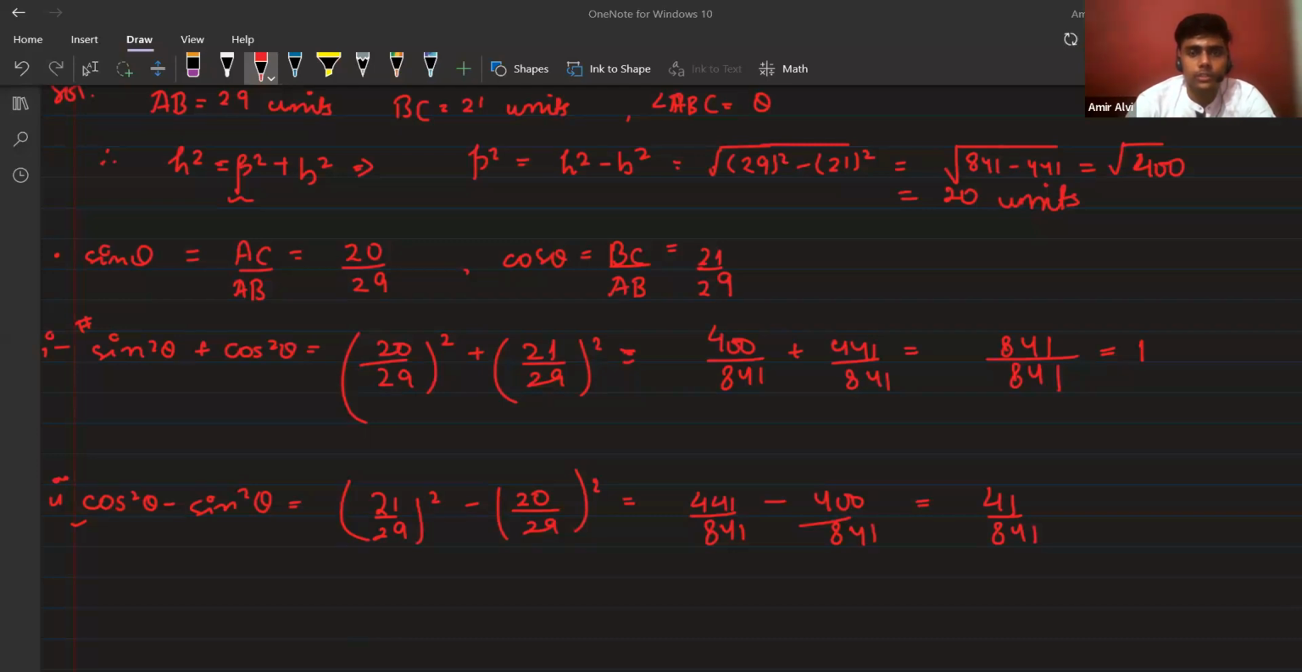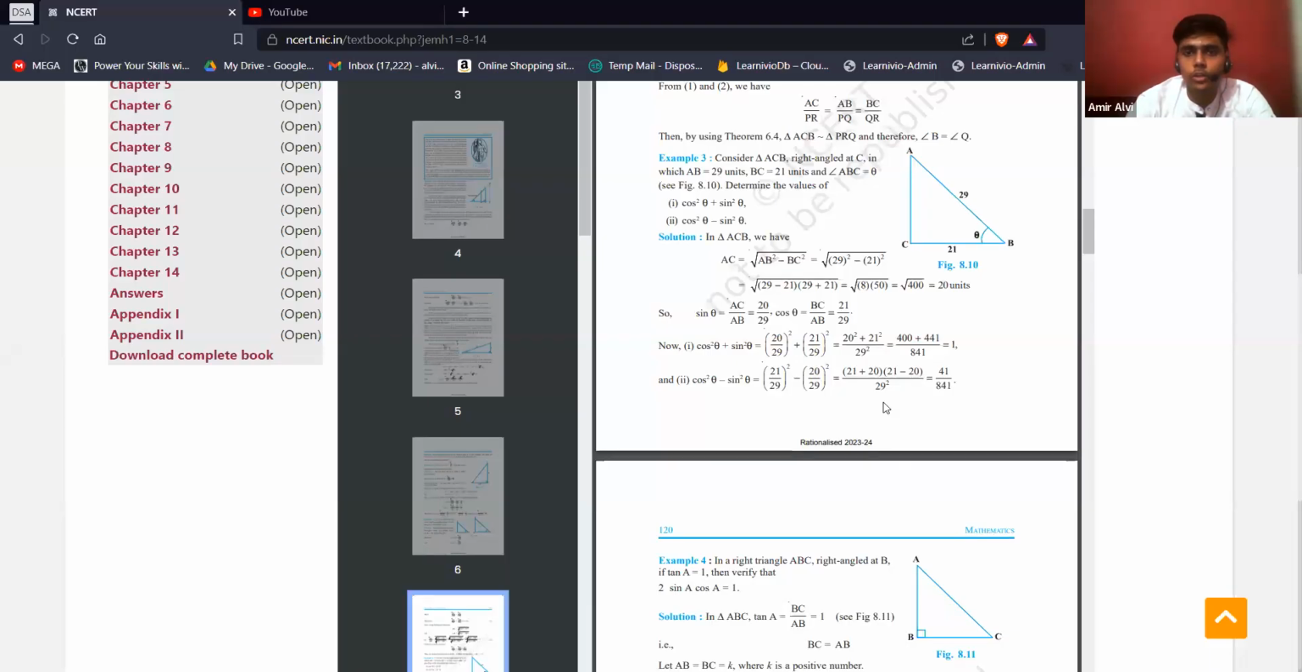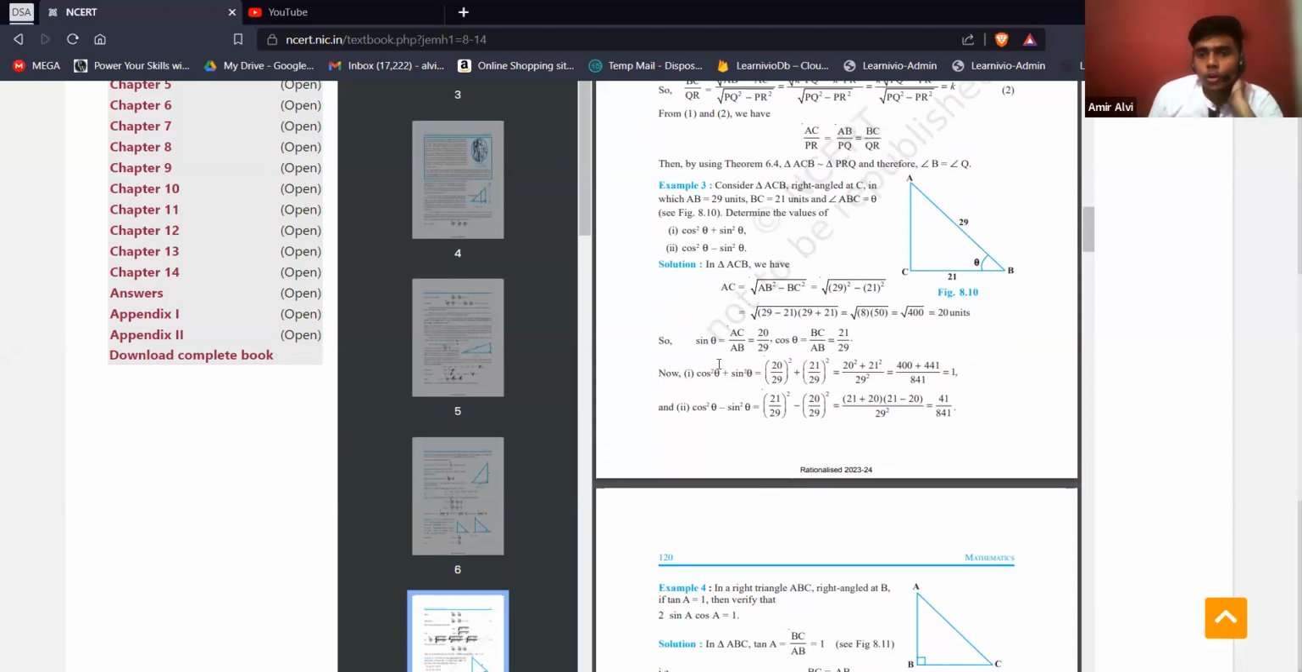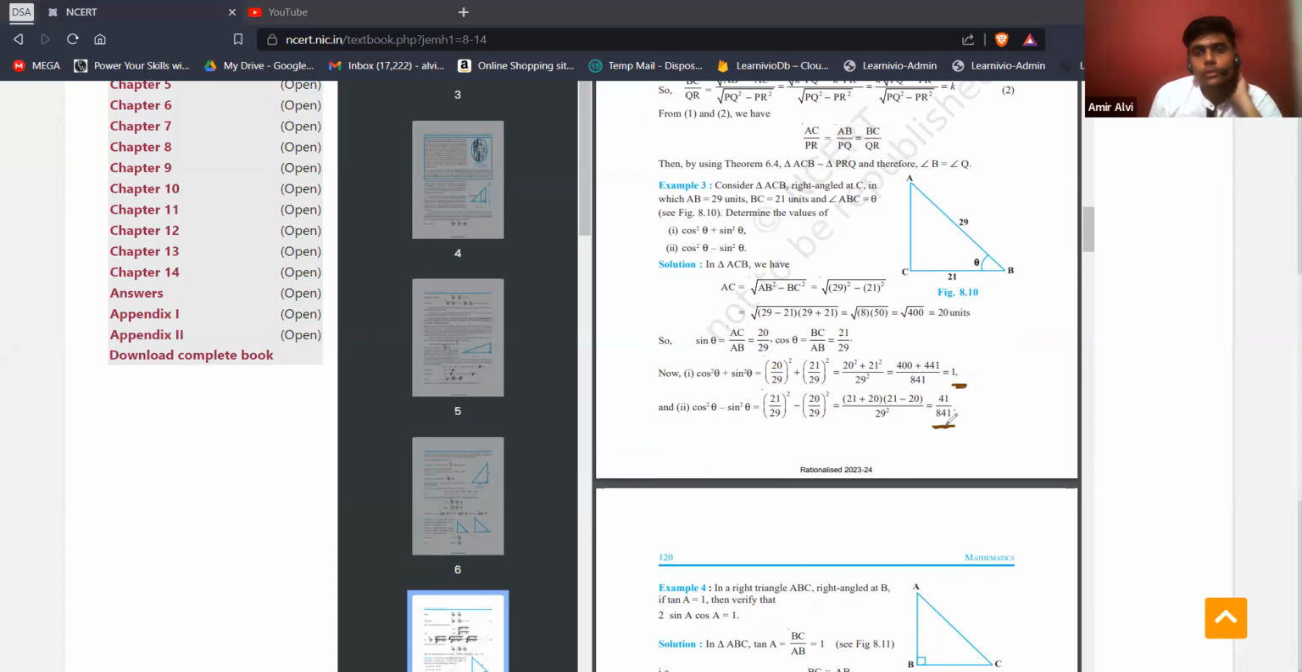This is the NCERT page. Faz, is this visible to you? NCERT book visible to you, dear? Yes, sir. As you can see, at this point I can annotate here. You can see that this is the value 1 and this is the value 41 by 841. So we have calculated correctly. Okay, that's great.